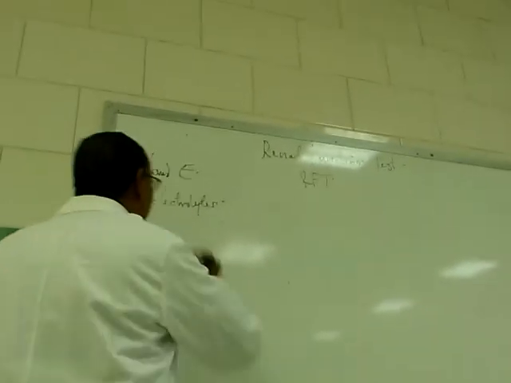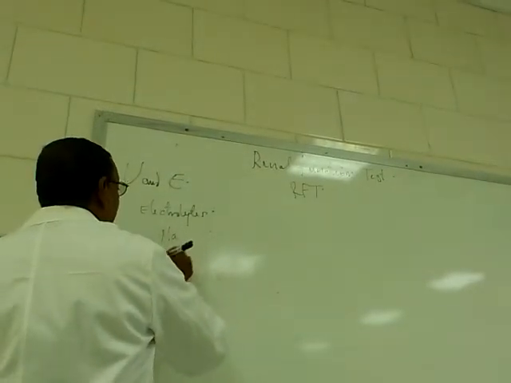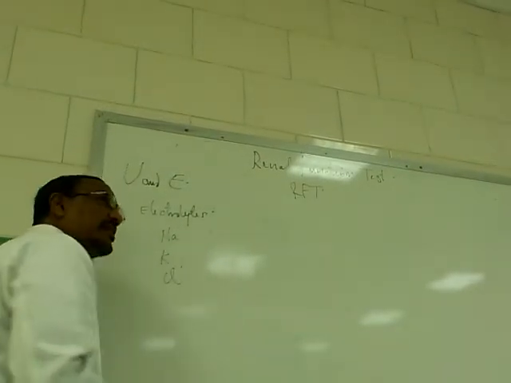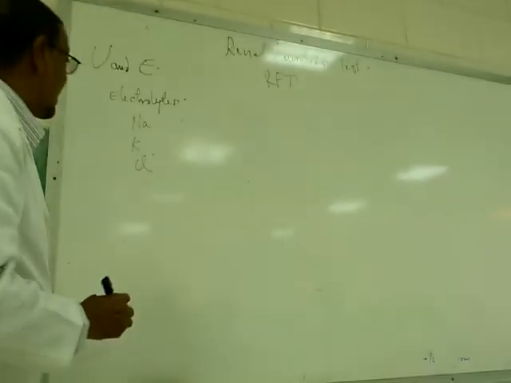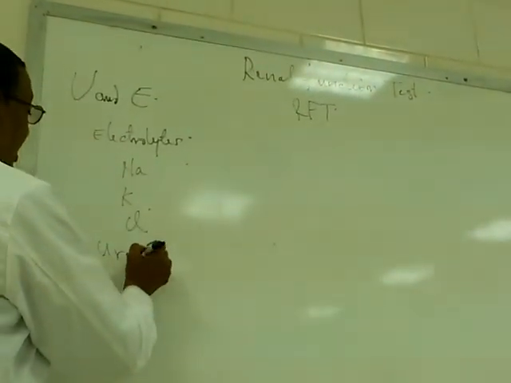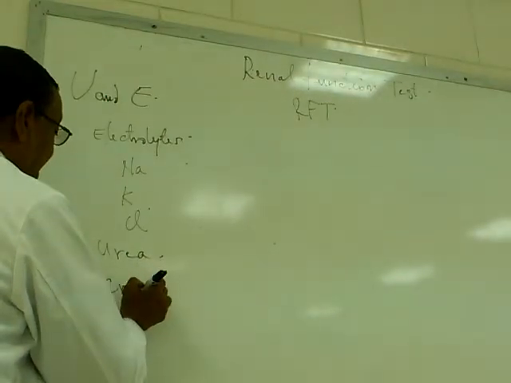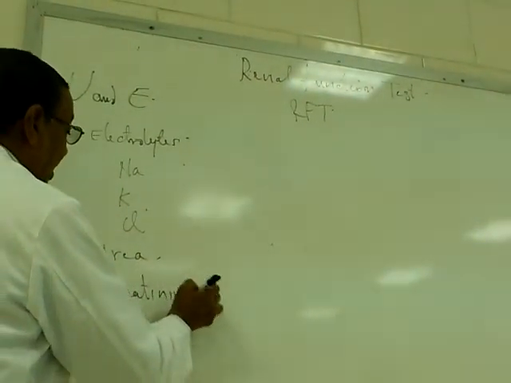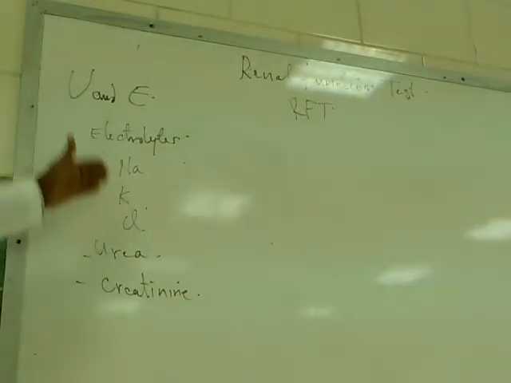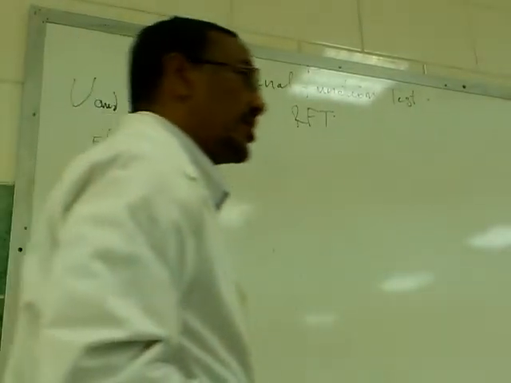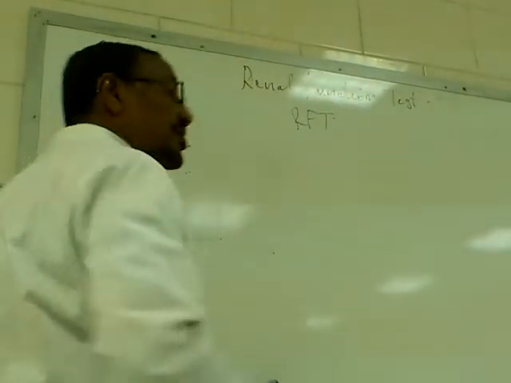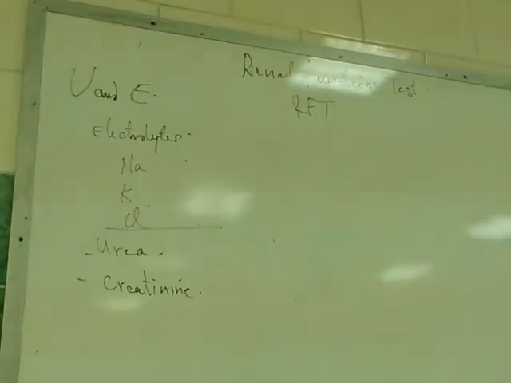These electrolytes are sodium, potassium, chloride. Some hospitals also use bicarbonate, HCO3. But these three are the electrolytes which are very important. And then urea and creatinine, creatinine clearance. Creatinine and urea are also evaluated. So the electrolytes are sodium, potassium, and chloride.